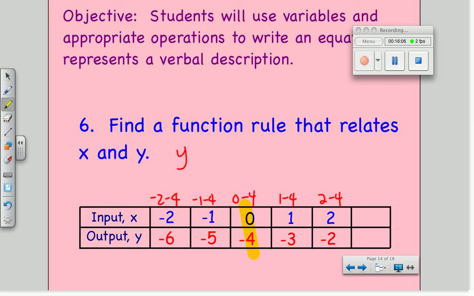So y is x. You could put plus -4 or minus 4. So you could do y equals x plus -4, or you could do x minus 4. Either way, it means the same thing.